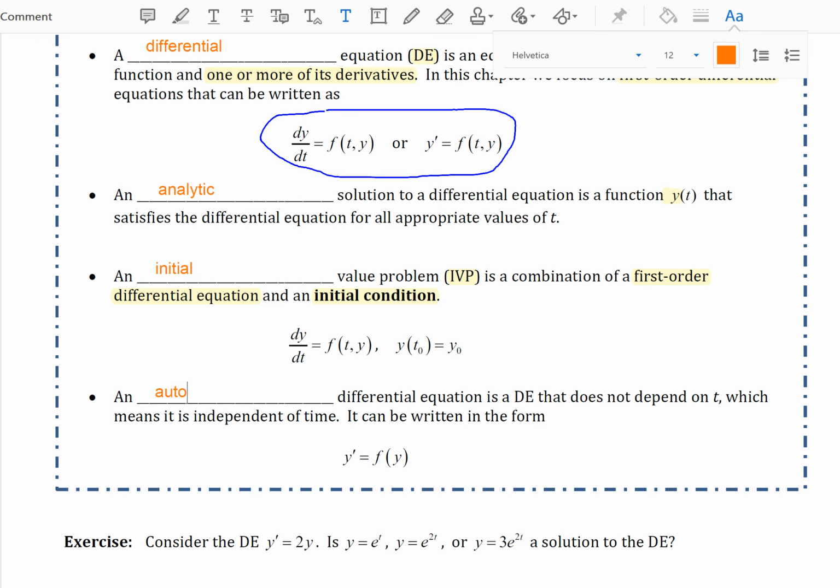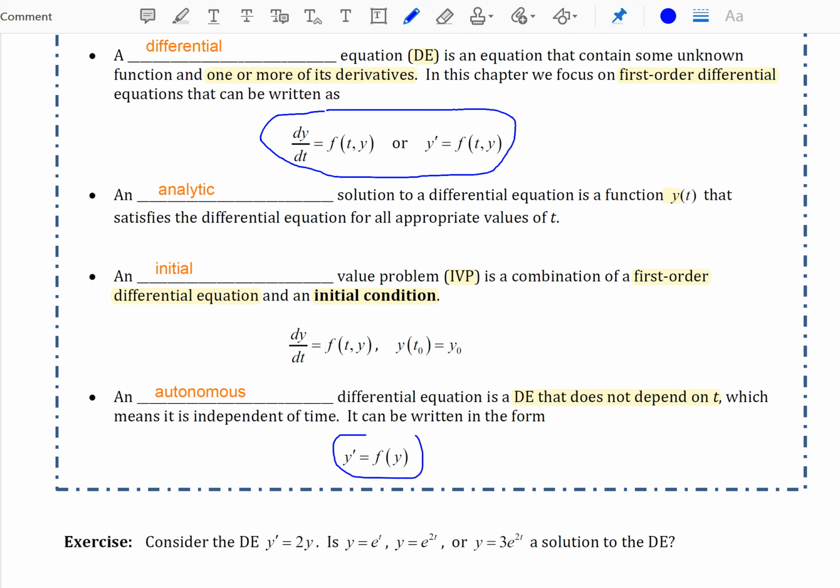An autonomous differential equation is a DE that does not depend on time. This means that it can be written in the form y prime is only a function of y, because the variable t will not show up in the differential equation.